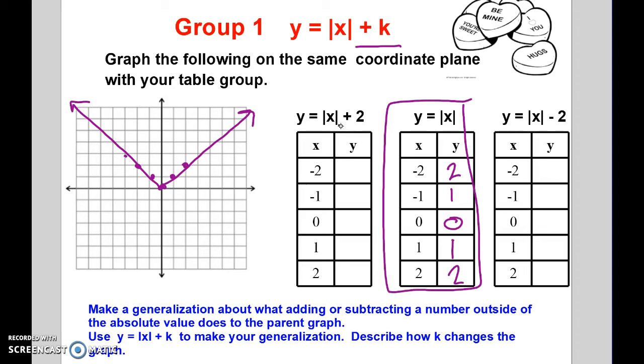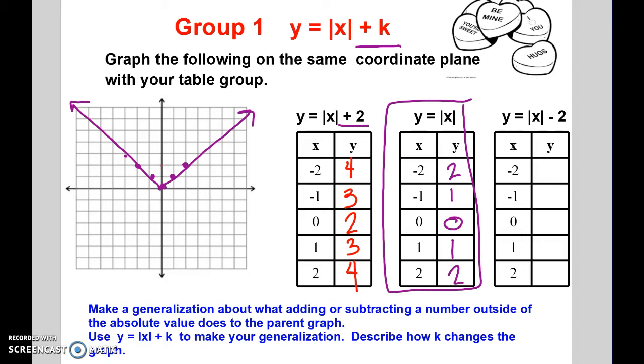Now here I put a plus 2 on the outside. I added this one, which is called your K. So let's see what happens when I add a K. Well, if I plug in 0, now I have absolute value of 0 plus 2, which is 2. If I plug in a negative 1, now I have absolute value of negative 1, which is 1, plus 2, which is 3. Which means if I plug in 1, absolute value of 1 is also 1. 1 plus 2 is 3. Remember, they're symmetrical, so these should match. And if I plug in a negative 2, absolute value of negative 2 is 2, plus 2 is 4. And these will match.